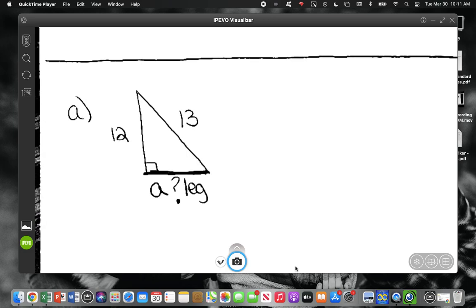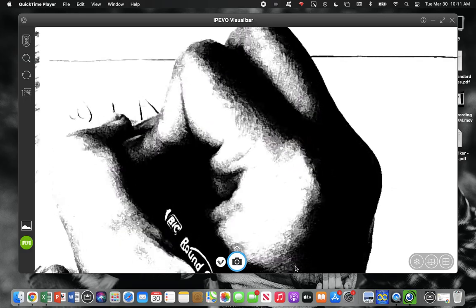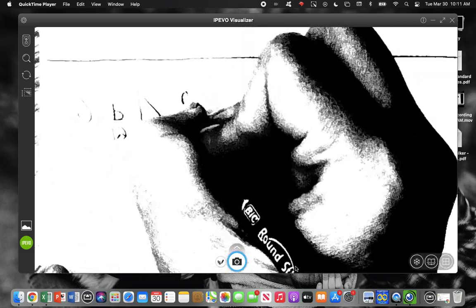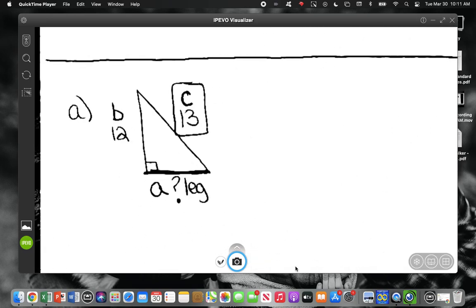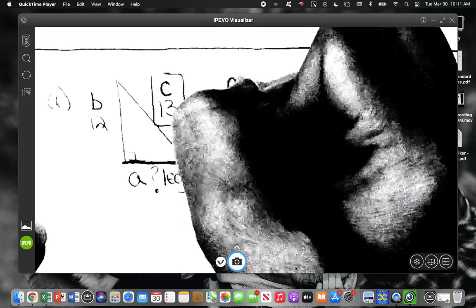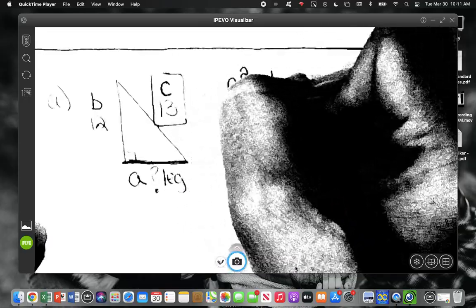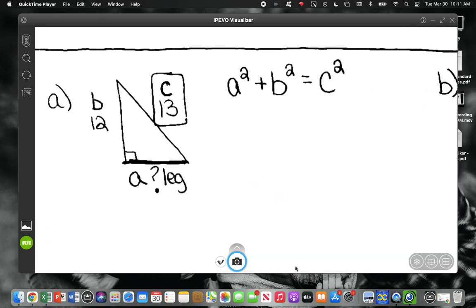So now, which one is the hypotenuse? The 13. So this is a leg here, this is a leg here, so this is going to be our B, and this is your C. The hypotenuse has to be C. You can't change that. So when we plug that in, that's what we're going to use. And so we are going to use the formula a squared plus b squared equals c squared. And we're going to plug in what we know.